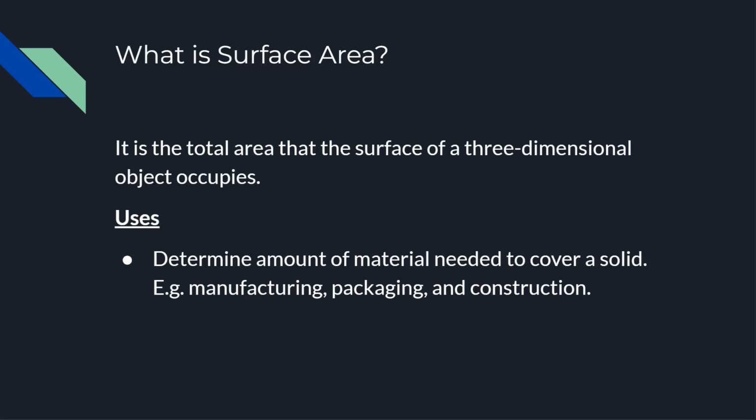The first question that we have to answer is, what is surface area? Surface area is the total of all the areas of the faces or curved surfaces that make up a solid. It can be used to determine the amount of material needed to cover a surface, such as when packaging items.